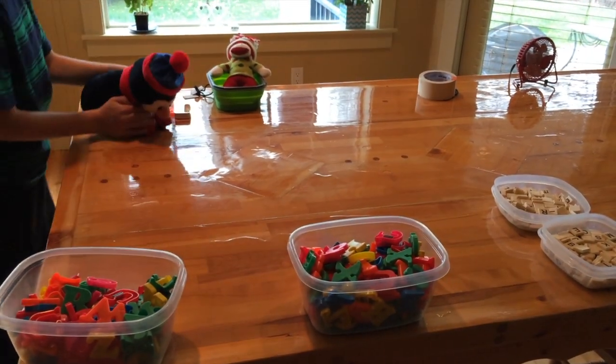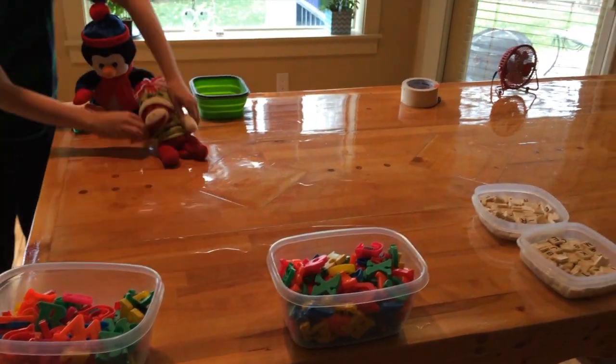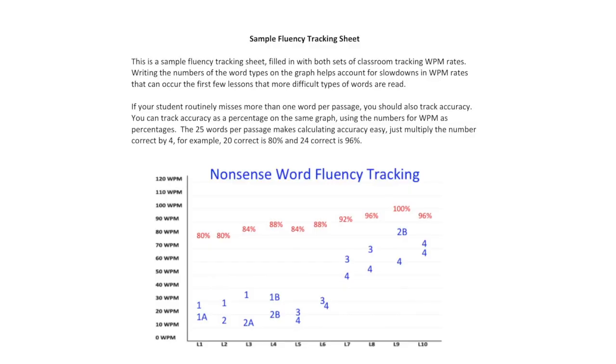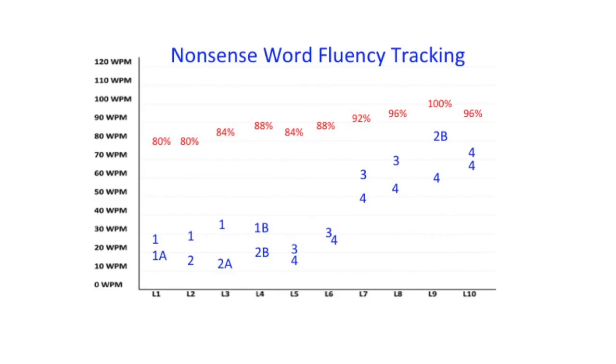Remember, during the game time, have a few volunteers work with students and do the nonsense word fluency timings. They are important for progress and also good for morale as the students see their reading speed and accuracy increase over time.